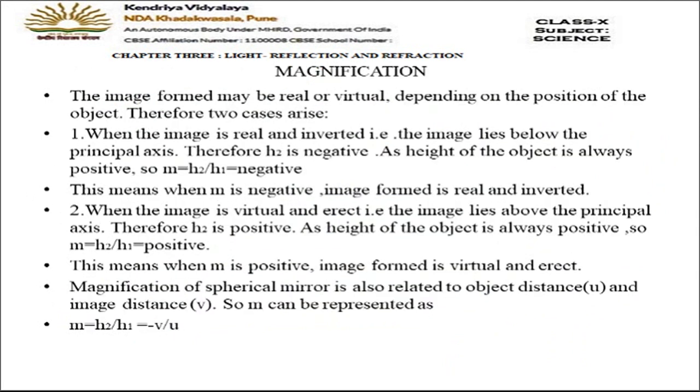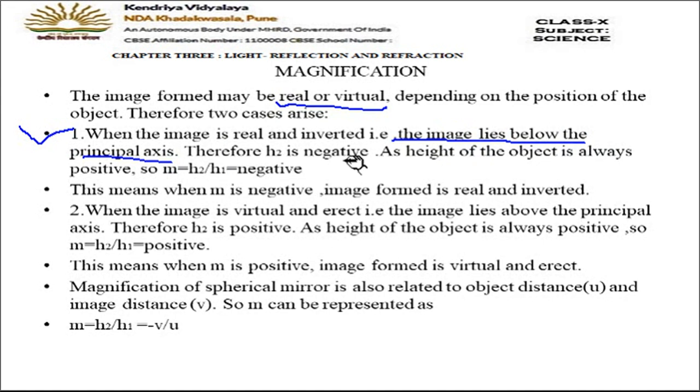Magnification, again, some points are given here. The image formed may be real or virtual. So two types of images we have seen, real and virtual, and that depends on the position of the object. On this basis, let us see two cases. First case: when the image is real and inverted, that is, the image lies below the principal axis. Please don't get confused. This is a very clear concept that if the image is inverted, it is below the principal axis, and it is real.